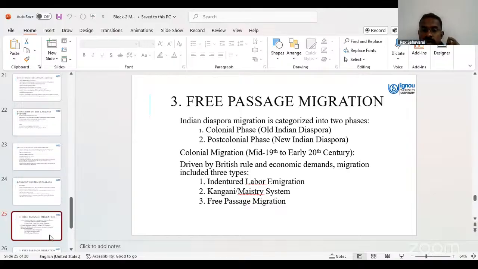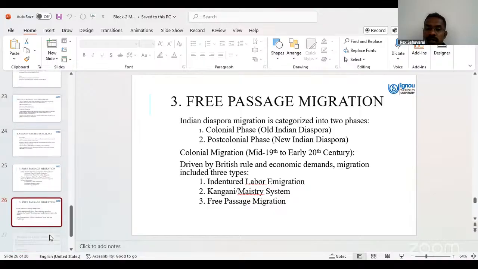So this is free passage migration, driven by British rule and economic demands. Migration includes three types: indentured labor migration, the Kangani Maestri system, and free passage migration. When you say free passage migration, it is free. You go and come back at the employer's expense and you will be paid. There is no debt or anything like that.